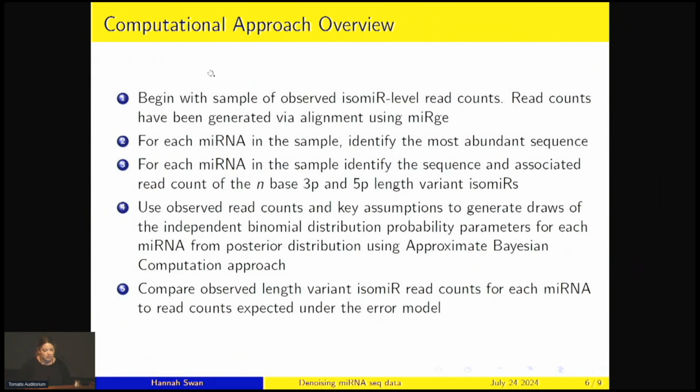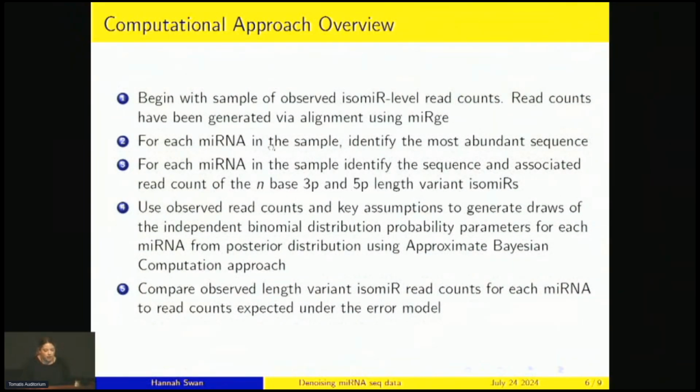So we're going to begin with the sample of observed isomer level read counts. And these read counts have been generated via alignment using MerGE. And then for each microRNA in the sample, we identify the most abundant sequence in the sample. We're going to call that the reference sequence, which is a proxy for the canonical sequence, but it's not exactly the same because, for reasons of biology, the canonical sequence is not always the most abundant, but we want this to be independent of database, so we're going to do it this way.